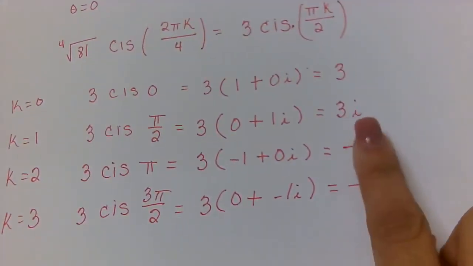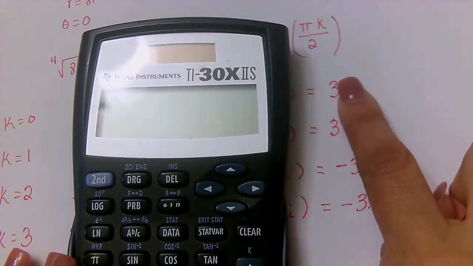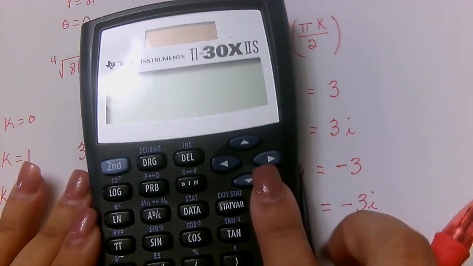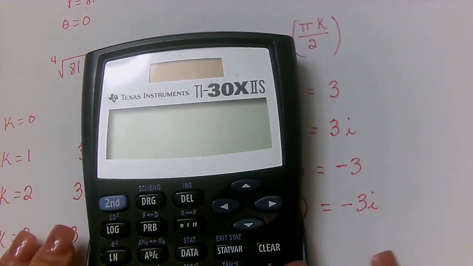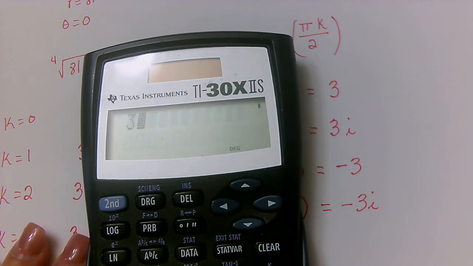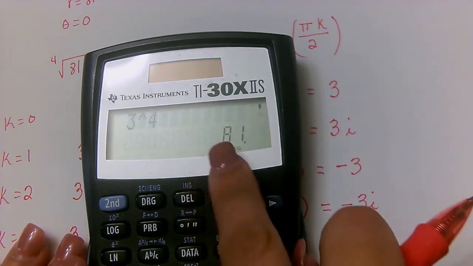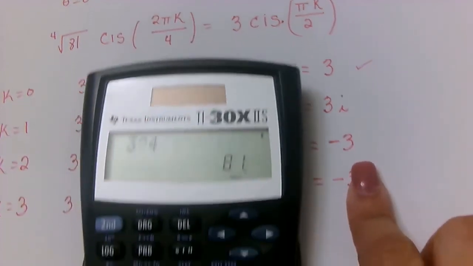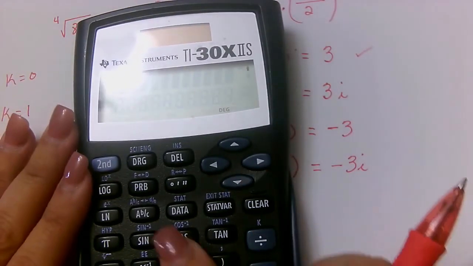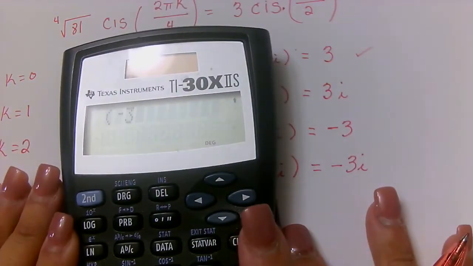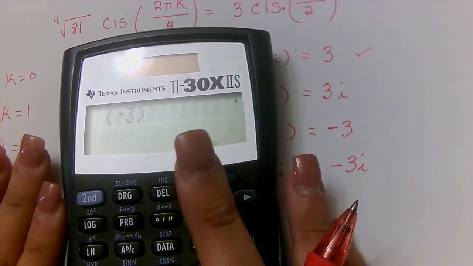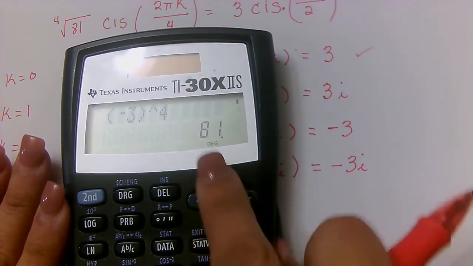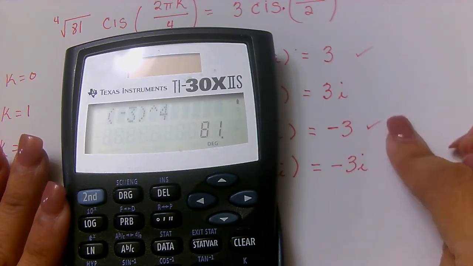Okay, so we can actually check these. I'm going to check the 3 and the negative 3, and all I'm going to do is raise that to the 4th power. So there's my 81. That's my first answer. I verified it. Let's check the negative 3. Now remember, negative 3, you have to put in a negative first. So I'm going to put the negative 3, and I'm going to raise that to the 4th power, and I also get 81. So these two are correct.